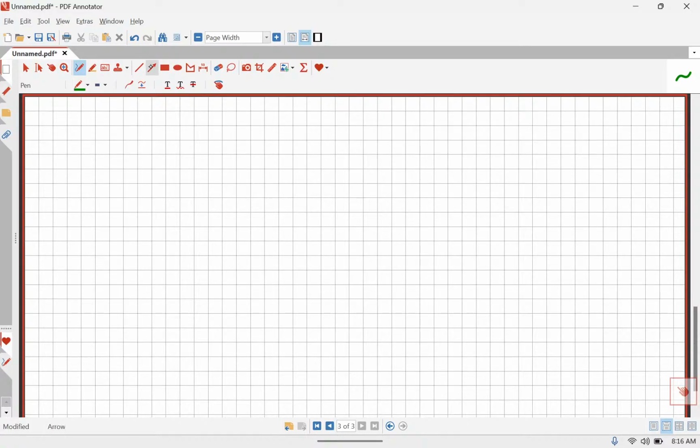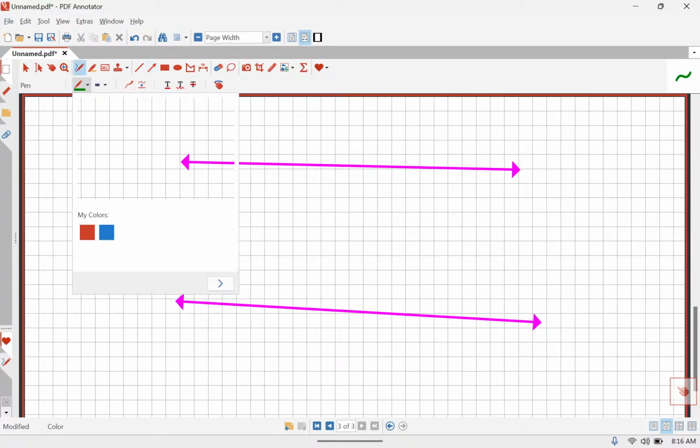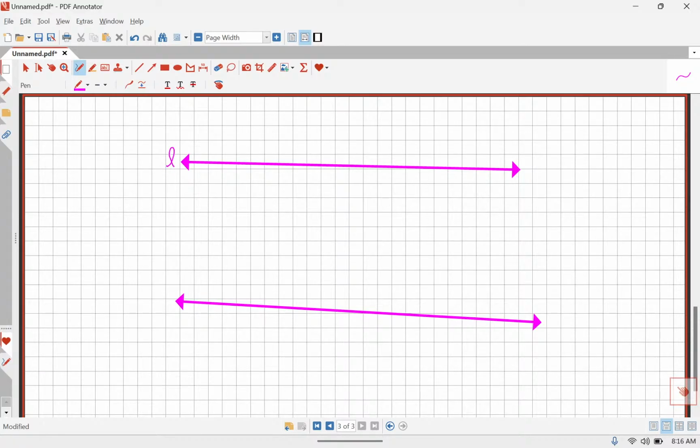Let's write this down, guys. Draw a pair of parallel lines like this. We're going to label these a little bit differently. I'm going to call this line L and line M. You can use cursive letters to label your lines. And then I'm going to tell you that L is parallel to M. They are parallel lines.